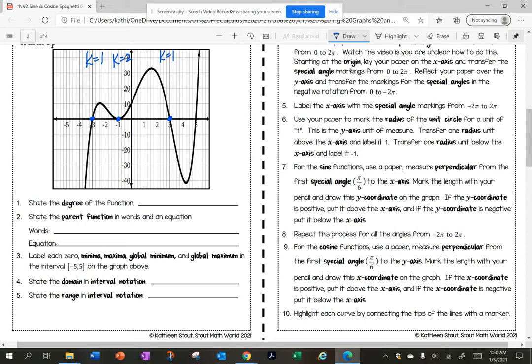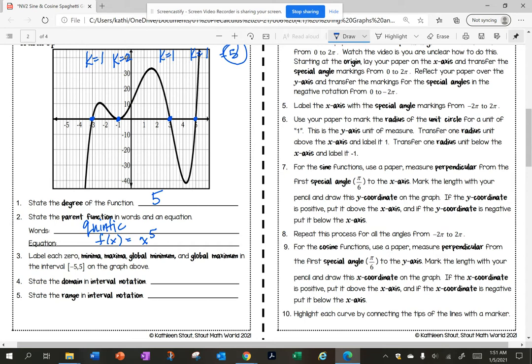So my multiplicity is 1, and I'm going across straight here, so my multiplicity again is 1. So when I add these up, I get 1 plus 2 is 3, 4, 5. So my degree is 5. So the parent function for a 5th degree polynomial, in words, is called a quintic. And for an equation, that is f of x equals x to the power 5.